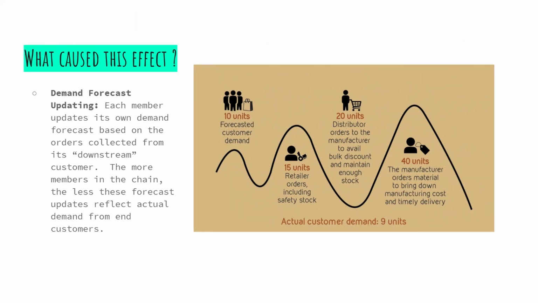So, let's see what caused this effect in our example. The major reason was demand forecast updating. Each member updates its own demand forecast based on the orders collected from its downstream customer. The more members in the chain, the less these forecast updates reflect actual demand from end customers. Like in our example, the supermarket ordered 15 extra units, the warehouse seller ordered 20 extra units, and the factory manufactured 40 extra units of coffee.